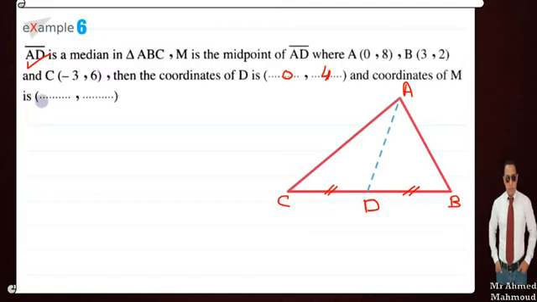Now, what is M? M is the midpoint of AD. Then M lies here in this place.